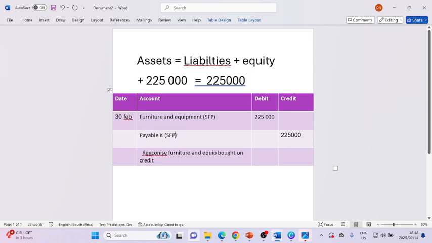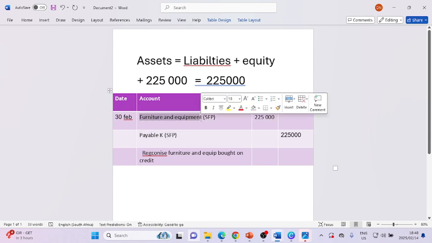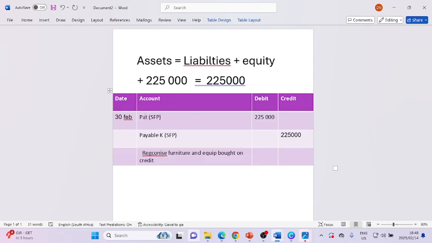So we must remove it. Here you are going to write payable K. Remember, we said that our liabilities increase on the right hand side, the credit side, but they decrease on the left hand side. Remember that conversation from earlier on? So you're gonna derecognize it here, and then here you are going to write bank.